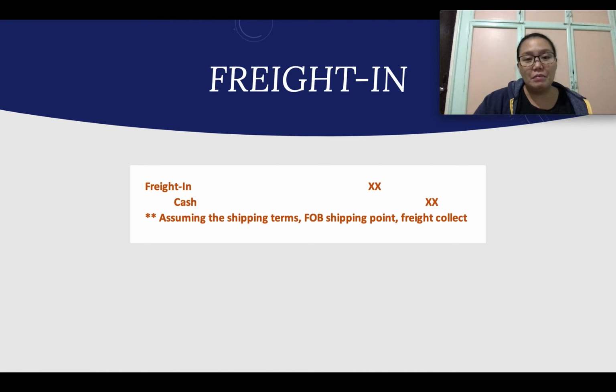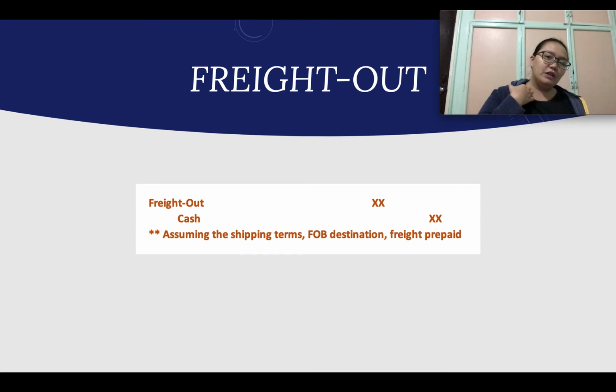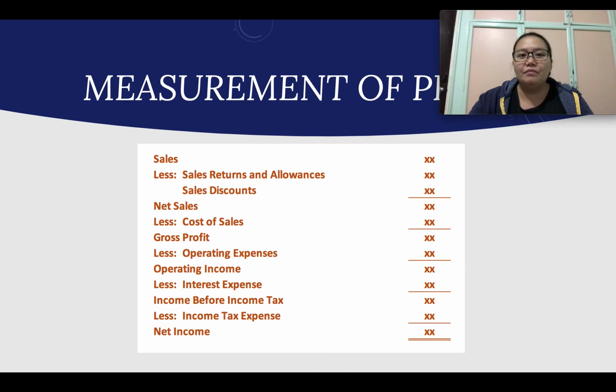freight prepaid. Okay? So for the freight out, the entry to record the freight out is to debit freight out and credit cash, assuming the shipping terms is FOB destination, freight prepaid. So later on, we'll discuss also what if the shipping terms is FOB destination, freight collect. Okay? So we go back to the previous slide that I have shown earlier.